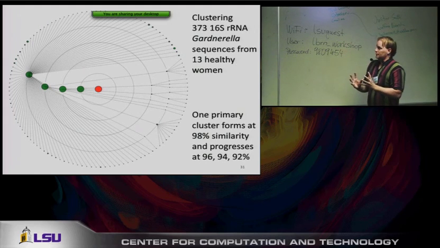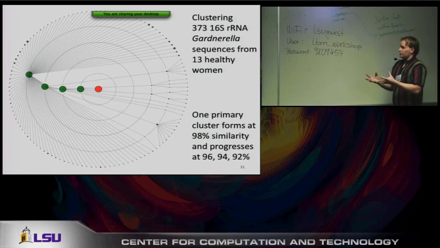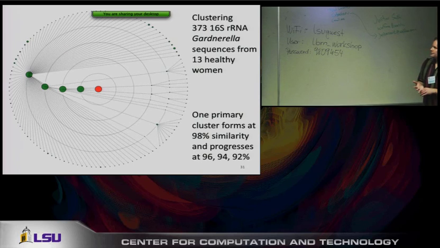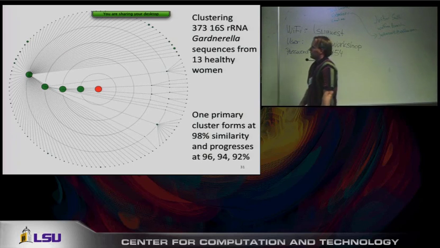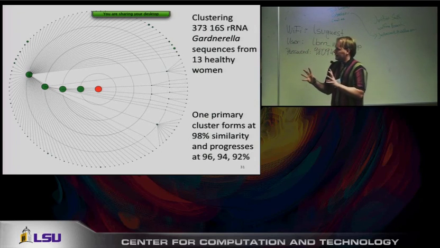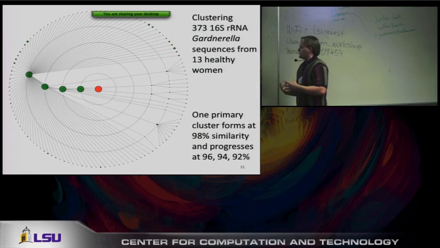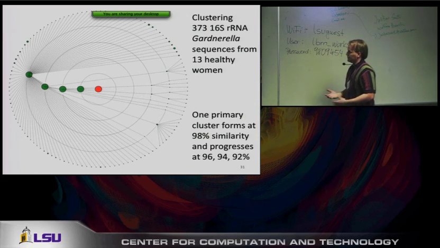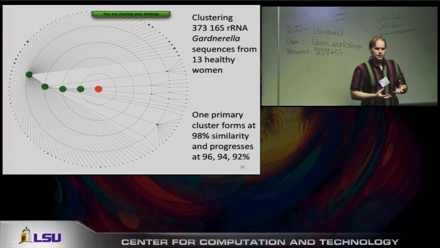So one of the things we did to take a quick look at this was to do sequence-based clustering on the 16S ribosomal RNA sequences, only the ones from Gardnerella. We had 373 such sequences from 13 healthy women. On this chart, the outermost tier is 100% identity. So you can see there are some individual sequences. The size of the dot is the number of sequences in that cluster, and the larger dots represent multiple instances of individual sequences. Then we go into the next tier, where we've grouped everything into a cluster if it's at least 98% identical.